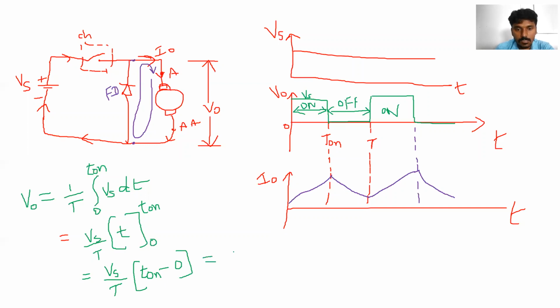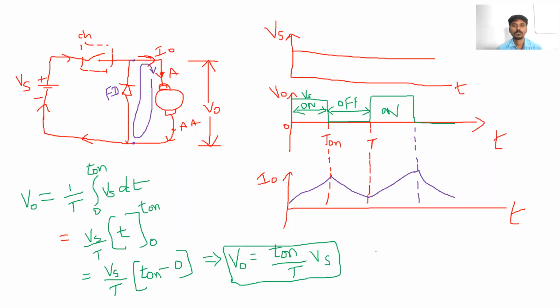So what can we write? V0 is equal to T on upon capital T into Vs. Can we write like this? Yes. So the output voltage V0 is equal to T on upon T into Vs, where T on is the on period of the switch and capital T is the total time period, T on plus T off.